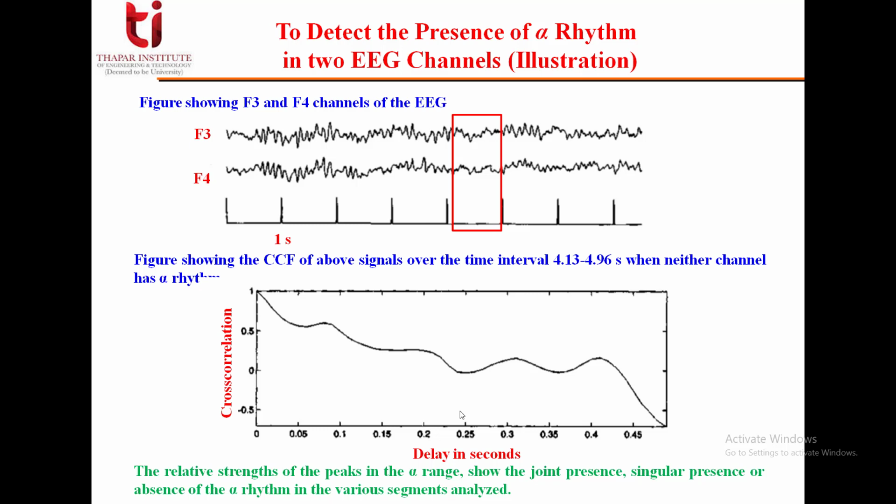So we can analyze that the relative strength of the peaks in the alpha range shows the joint presence, whether alpha rhythm is present in both the signals, or only in one but not the other, or it can be the absence of alpha rhythm in the segment we are analyzing. So this is how we can detect the presence of alpha rhythm in one EEG signal, or compare two EEG channels.